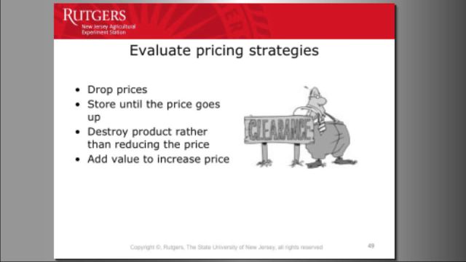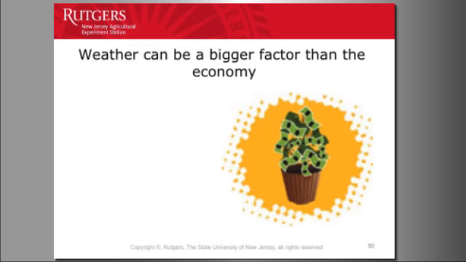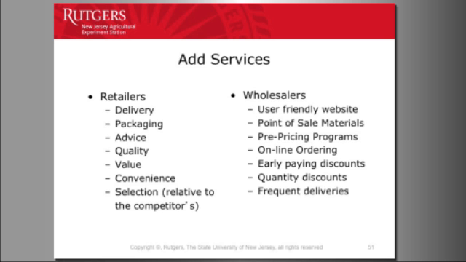Just like with Ari and his biofuels, a lot of times in a crisis, you come up with something that can be very innovative and profitable. Like I said, weather can be a bigger factor than the economy in this business. Some things you can do are add services for retailers. You can add delivery, packaging, advice, quality, value, convenience, or selection. For wholesalers, you want a user-friendly website, point-of-sale materials, pre-pricing programs, online ordering, early paying discounts, quantity discounts, and frequent deliveries. The list can go on and on, but those are just some ideas to toss out there.